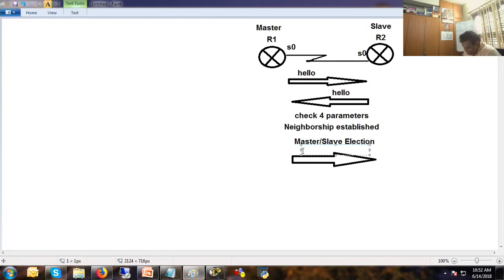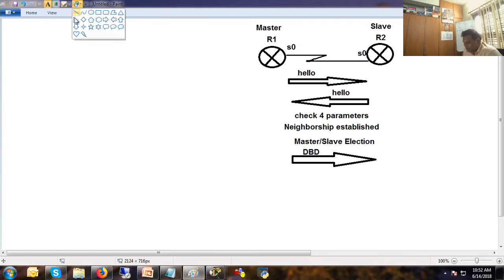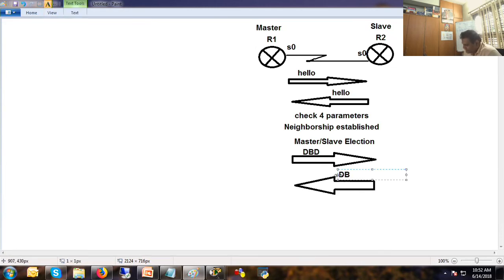Database description. What is DBD? Database descriptor. And he will send back his DBD. So what is this database description? Very simple. Database description means table of contents of database.